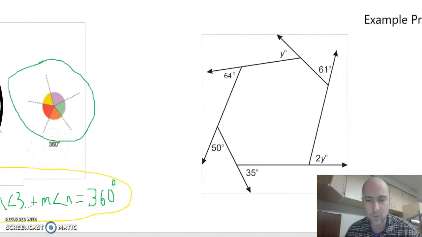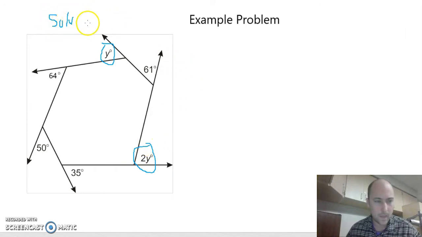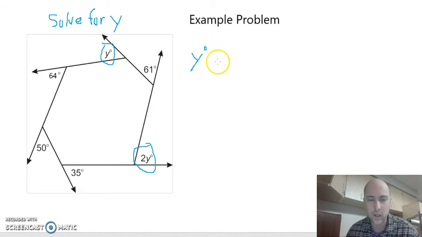So let's take a quick look at an example problem. Here we've got another 5-sided polygon, and we are going to sum up those exterior angles. Let's choose a new color. Let's try blue. I'm going to start here at y. Notice we have 2 variable angles, and this problem is going to ask us to solve for y. We're trying to figure out what y is. So we're just going to start up here at this top y and work our way around clockwise. It doesn't matter which way you work around. I just want to make sure I add up all of the angles.